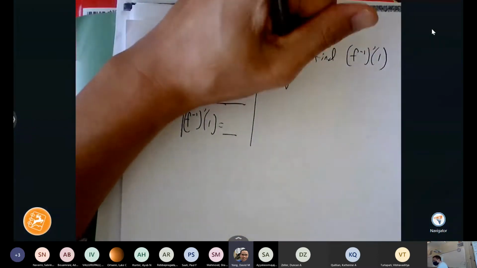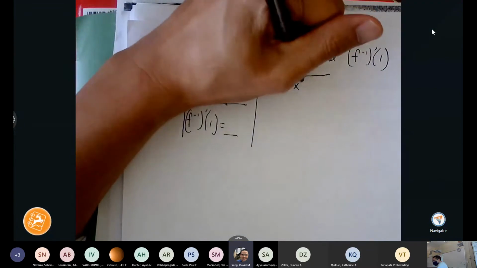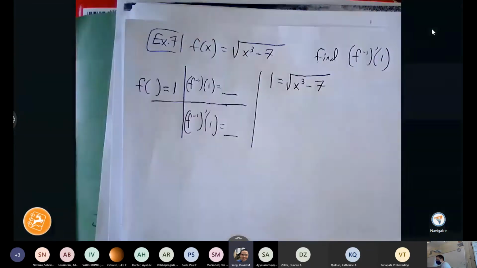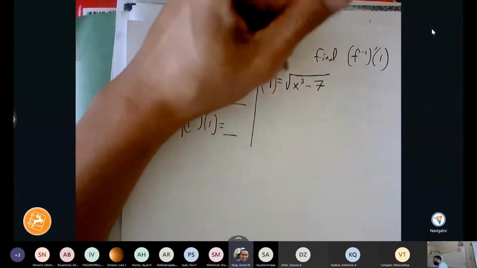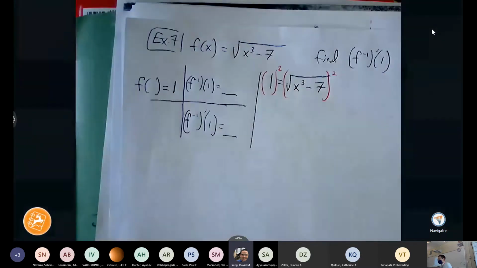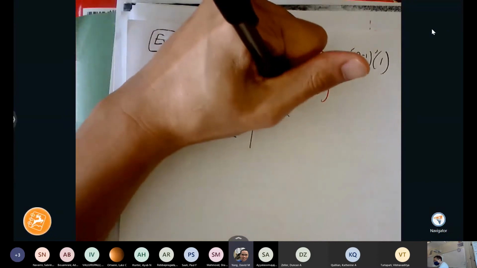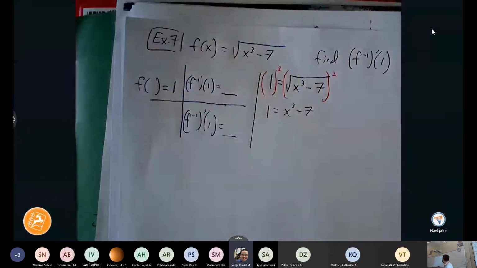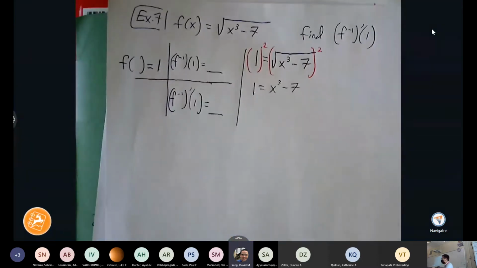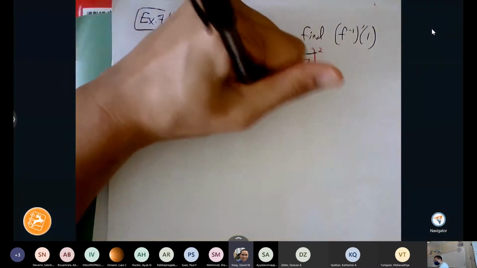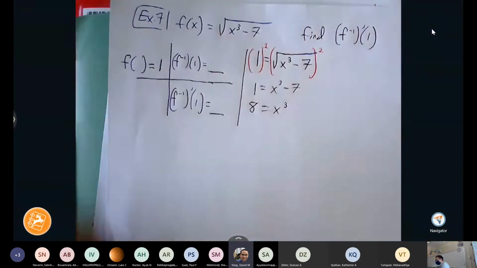Now this one is a little bit more manageable. We don't have to go through guess and check. I think we can solve this by hand here. Square both sides. Okay, add 7 to both sides. Take the cube root.